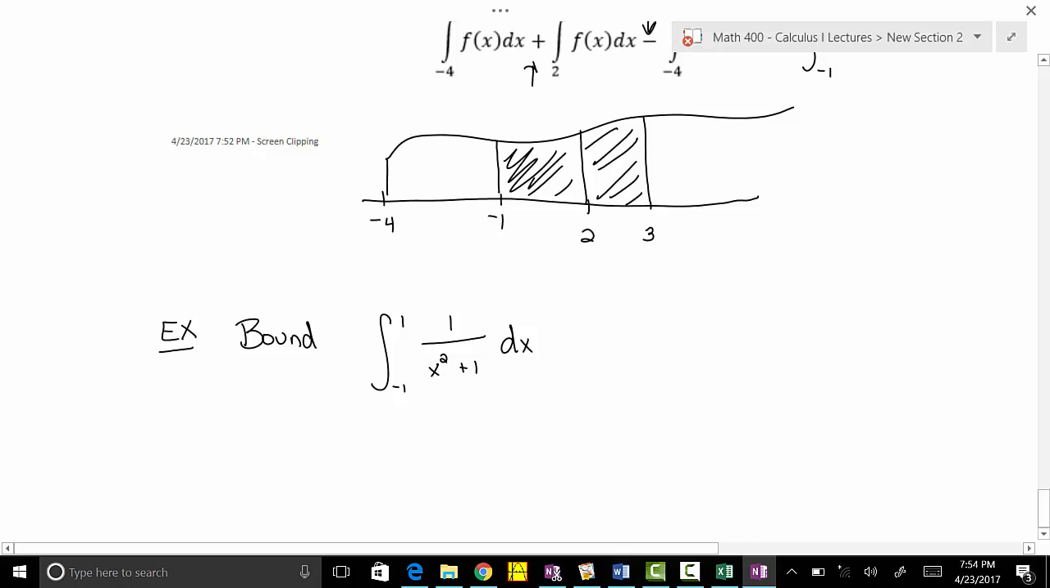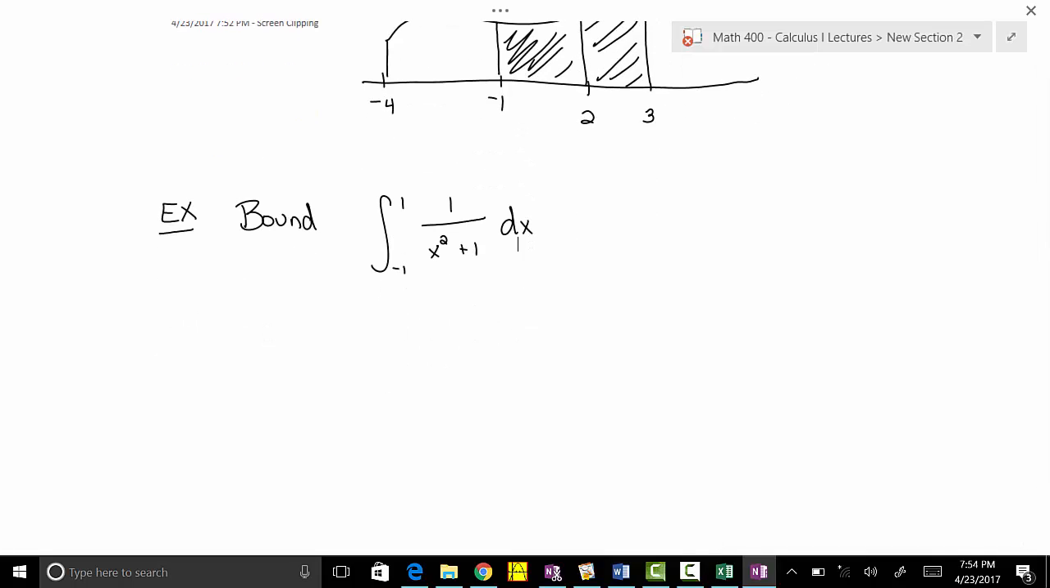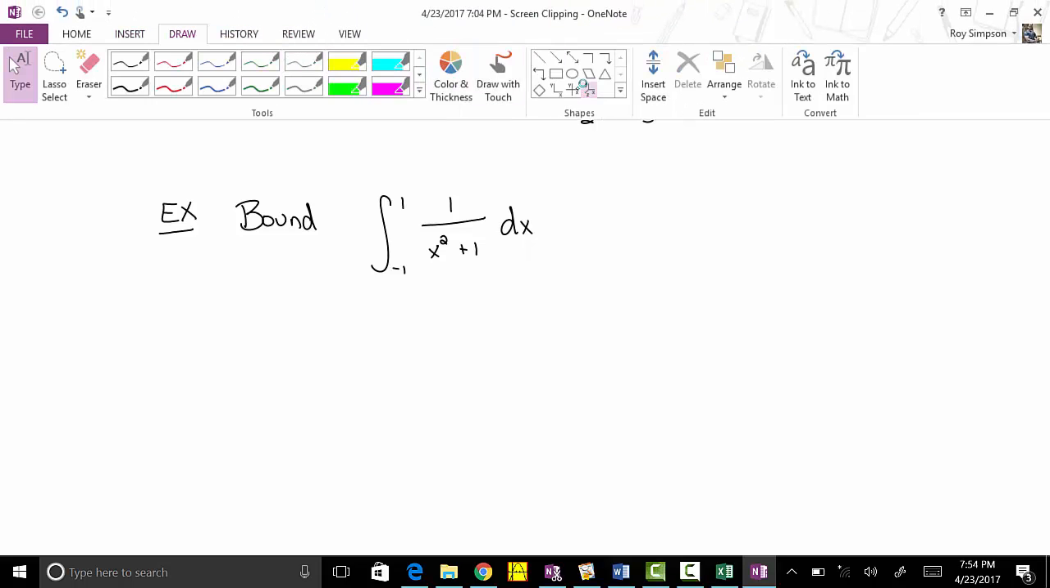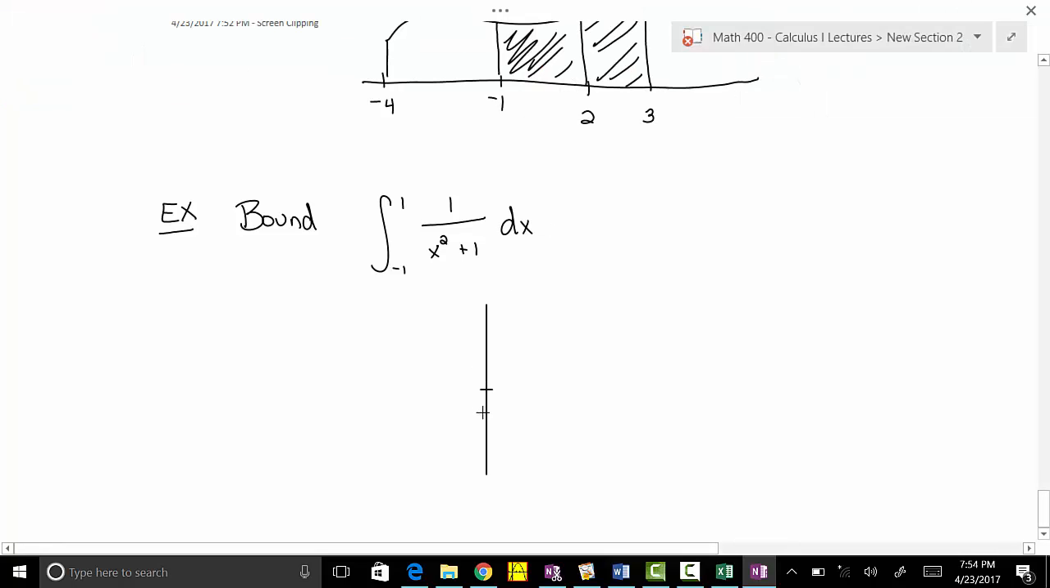Now I actually changed the wording on this because I just want to make it more interesting. Find a bound for the integral, the area underneath the curve, from negative 1 to 1 of 1 over x squared plus 1. Okay. So first thing I'm going to do is graph this. When they say bound, that means to me I need to find its minimum and its maximum. So if I plug in x equals 0, I get an output of 1.